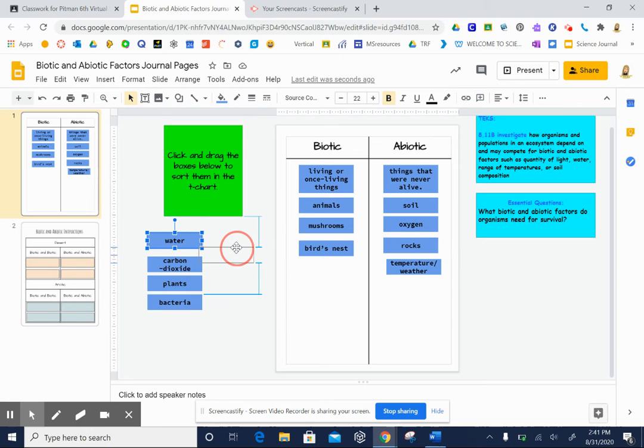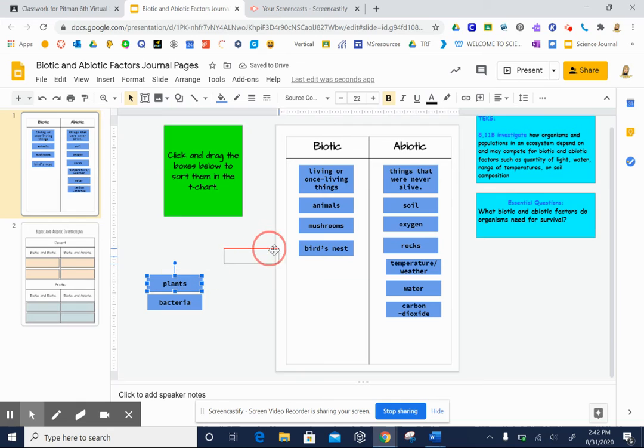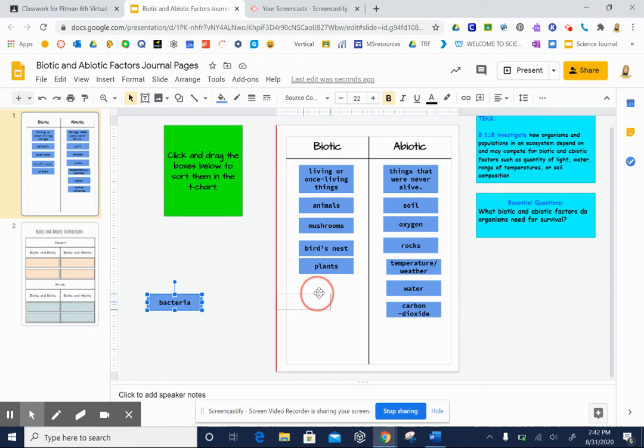Water is abiotic, so it's going to go here. Carbon dioxide, that's the air that we breathe out, so it is abiotic. Plants are biotic. And finally, we have bacteria. They may be tiny, they may be microorganisms, but they are biotic.